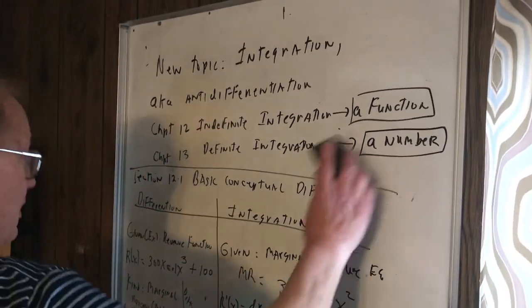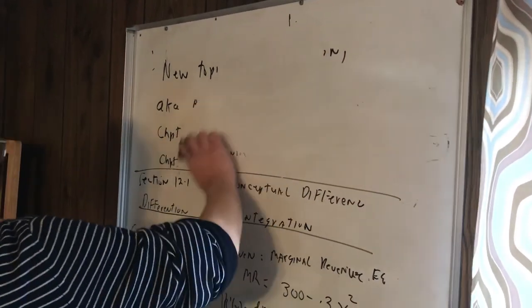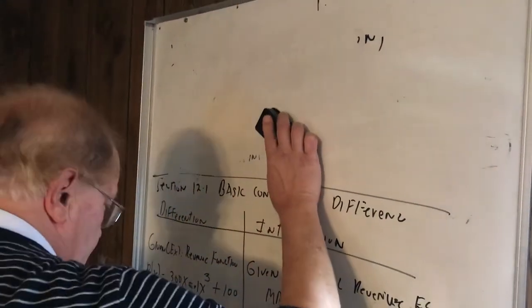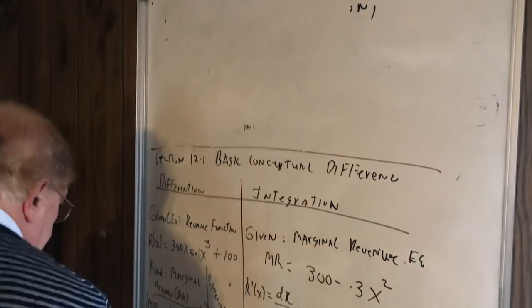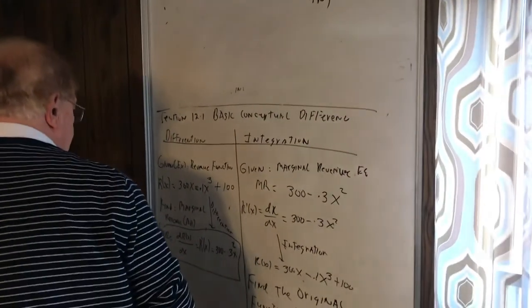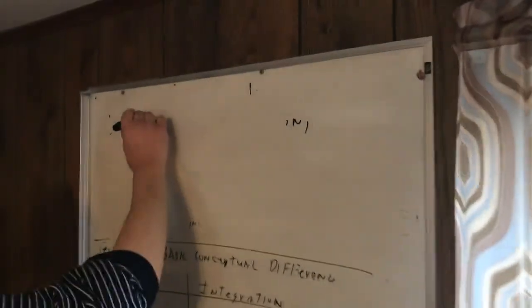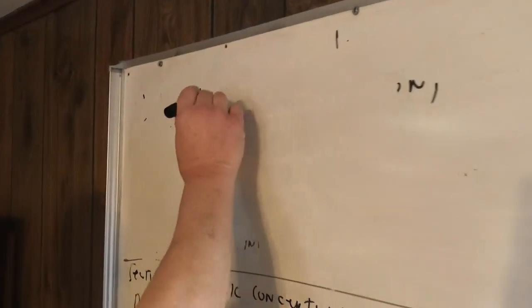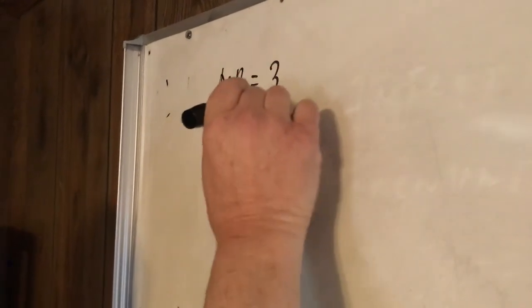So let's take an example and figure out what's going on. All right, let me put this down here. Marginal revenue equals 300.